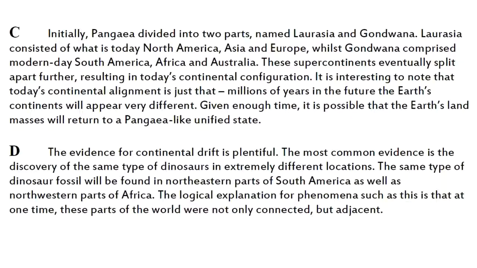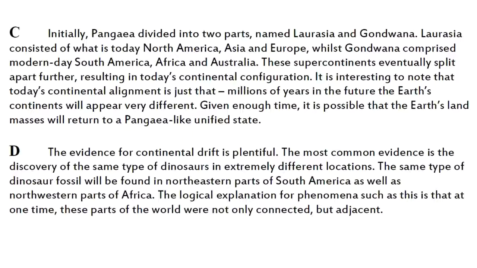Initially, Pangaea divided into two parts, named Laurasia and Gondwana. Laurasia consisted of what is today North America, Asia and Europe, whilst Gondwana comprised modern-day South America, Africa and Australia. These supercontinents eventually split apart further, resulting in today's continental configuration. It is interesting to note that today's continental alignment is just that. Millions of years in the future, the Earth's continents will appear very different. Given enough time, it is possible that the Earth's land masses will return to a Pangaea-like unified state.